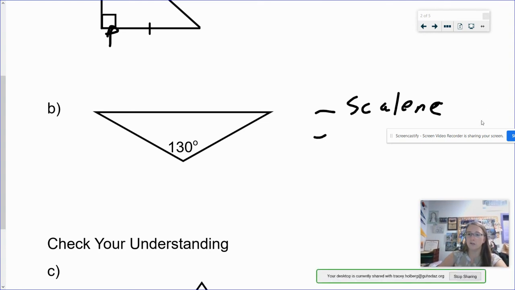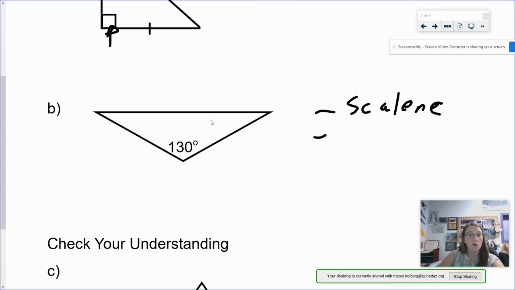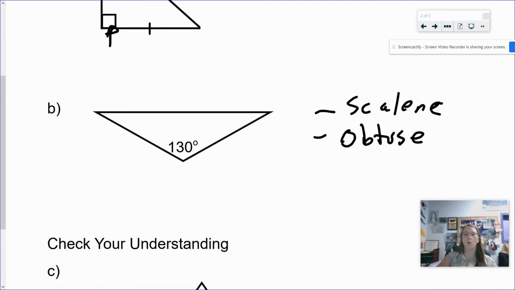Now let's look to its angles. Well, I don't know what these 2 angles are, but this one's 130. That's bigger than 90 degrees. What type of triangle has an angle bigger than 90? Obtuse. So we could call this a scalene obtuse triangle or an obtuse scalene triangle, same thing.